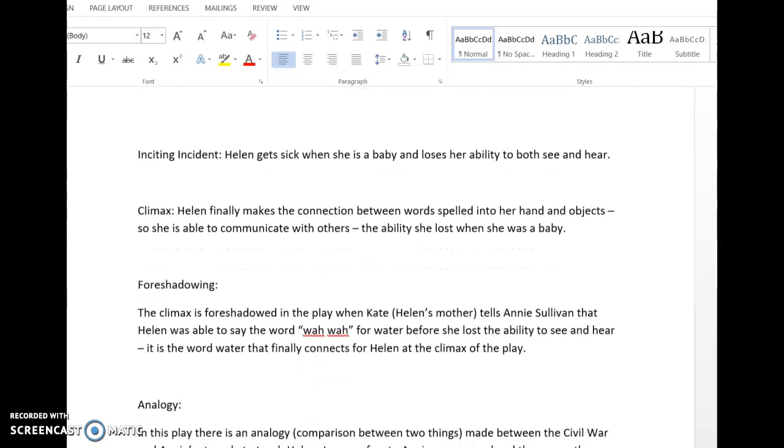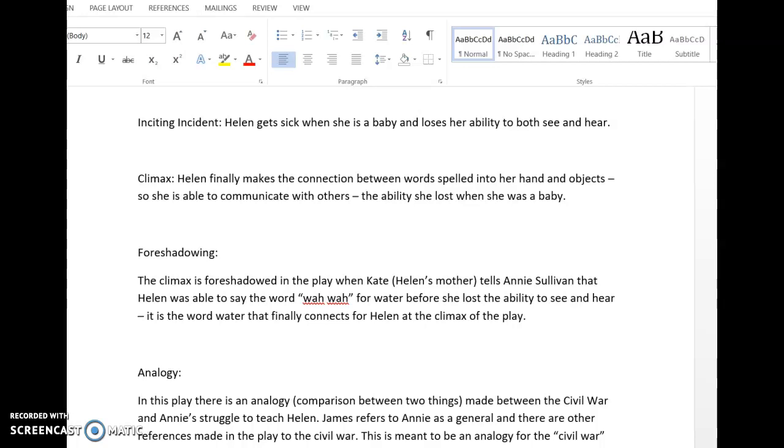Alright. The inciting incident of the play, we talked about this on one of the early worksheets, is when Helen gets sick when she's a baby and loses her ability to both see and hear. Most of you got that question right on your worksheet, so good job.